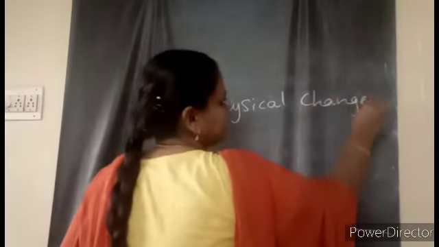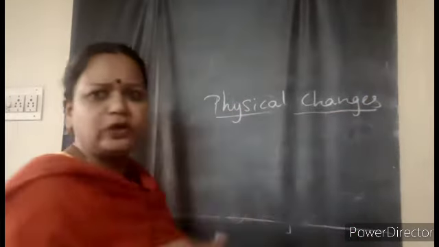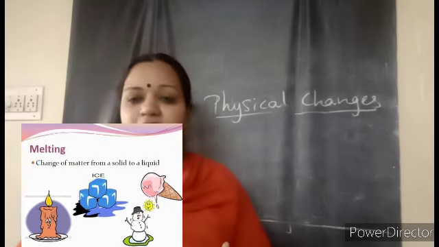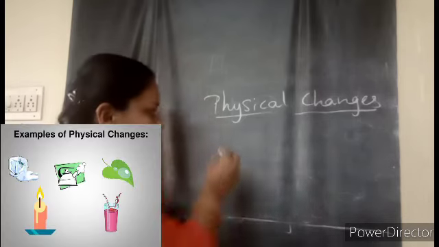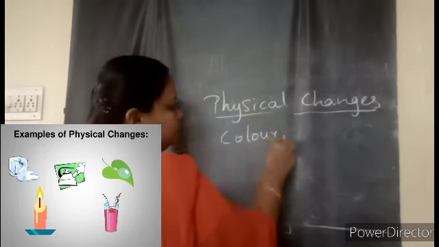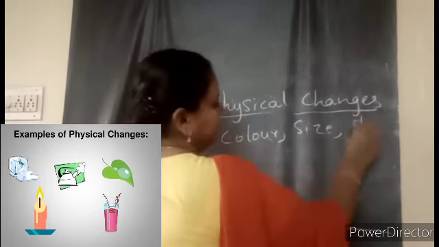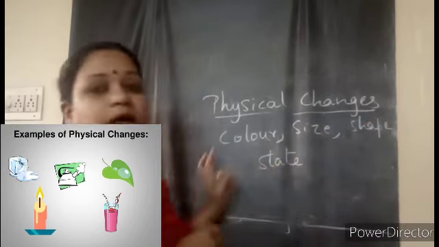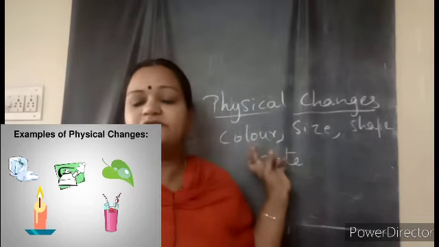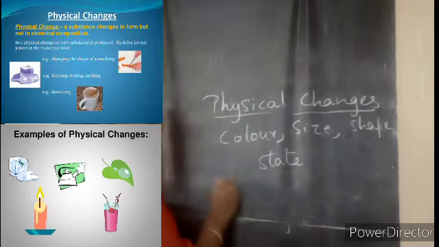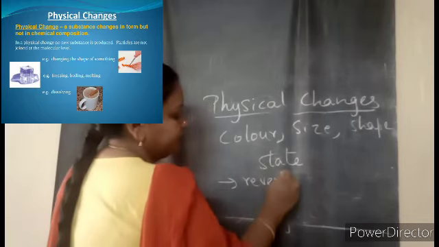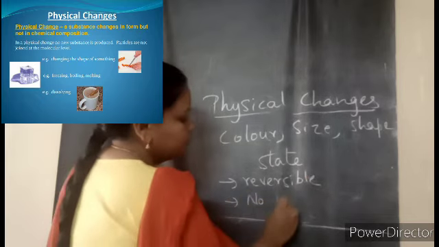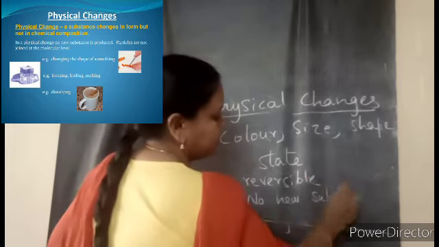Whenever substances around us undergo changes in their color, size, shape or state, where state is solid or liquid, that is called a physical change. Most of the time physical changes are reversible, and also there is no new substance. Now you know what new substance means; that's how I explained.